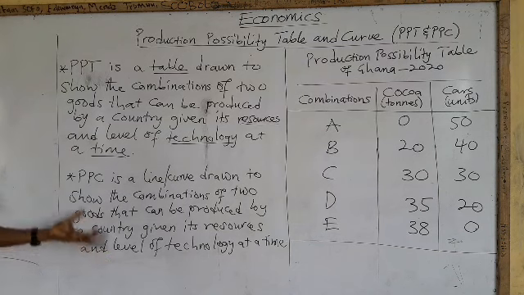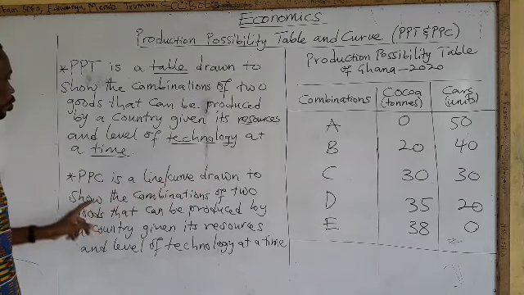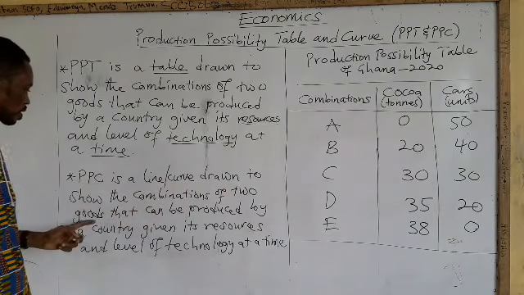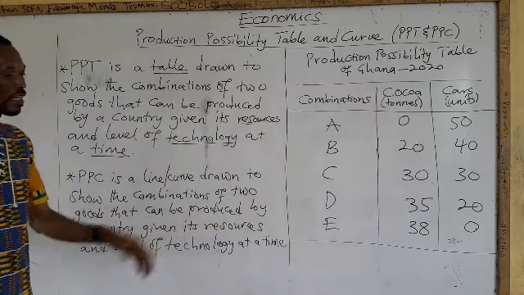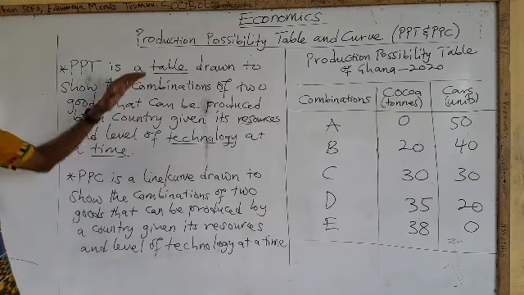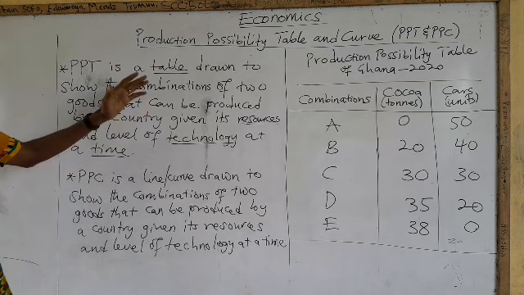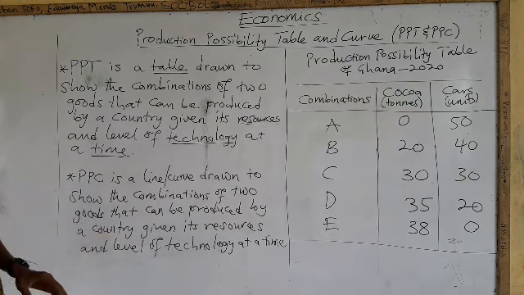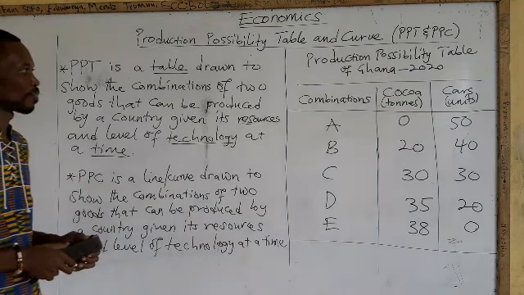Then let's go to production possibility curve. It's a line or curve drawn to show the combinations of two goods that can be produced by a country given its resources and level of technology at a time. So as you can see clearly, there's not much difference between the table and the curve. But when you are asked what is production possibility table, make sure you talk about table and not a curve. That is very important.